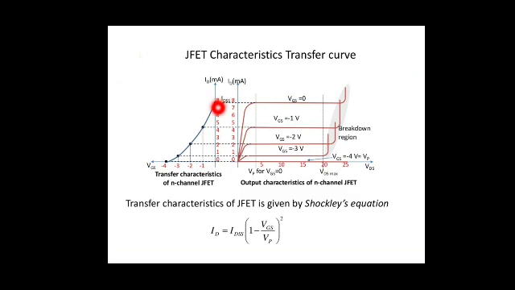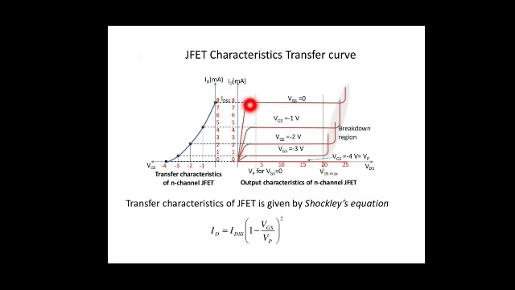As you keep on increasing VDS, it will achieve a saturation value. As you slowly increase the VDS, IDS also will slowly increase, and after a certain value the IDS becomes constant. This IDS is known as IDSS, that is drain to source saturation current.